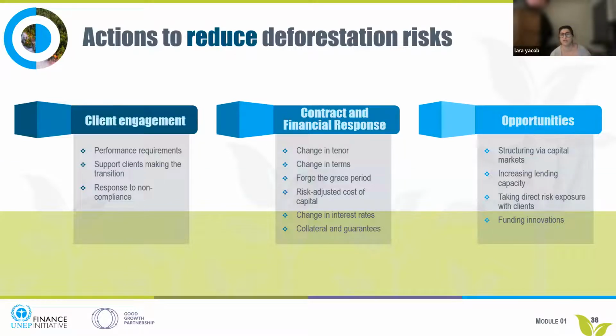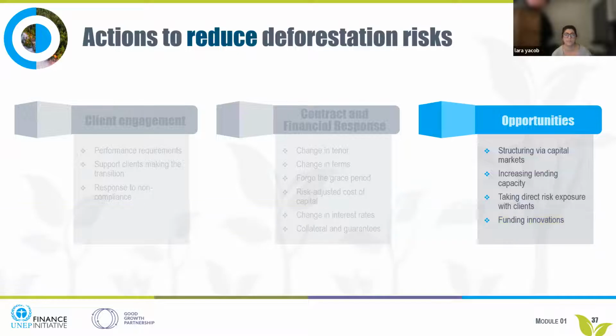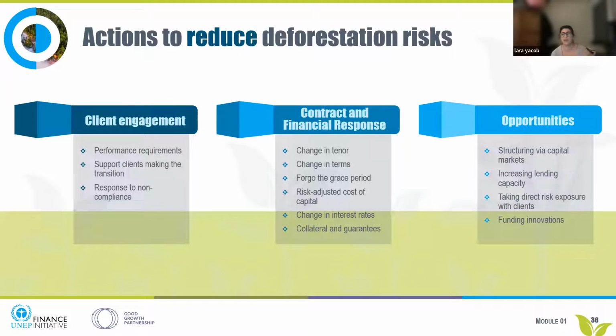Then we've got contract and financial response, so changing the tenor or the terms, or foregoing the grace period, or changing interest rates. I would say these are the most difficult for the bank to deploy for the client, but it is something that more and more banks are starting to examine. And then thirdly, we've got opportunities, so investing in innovations, or taking a direct interest with the client.